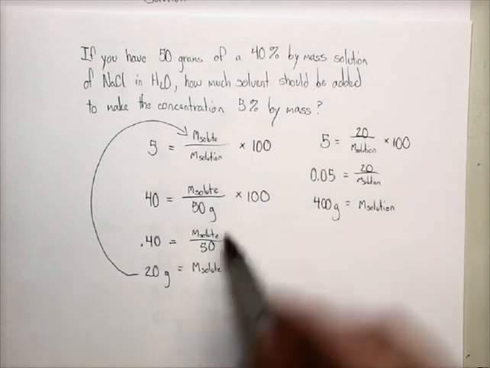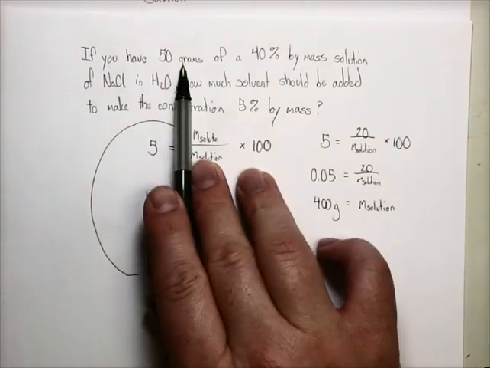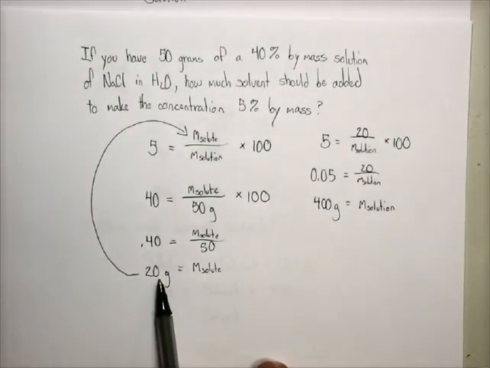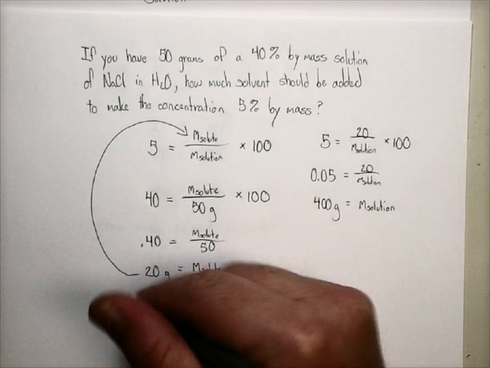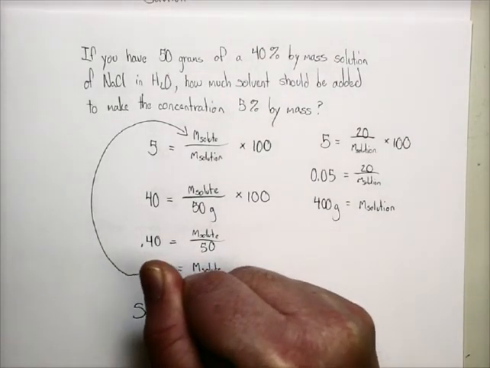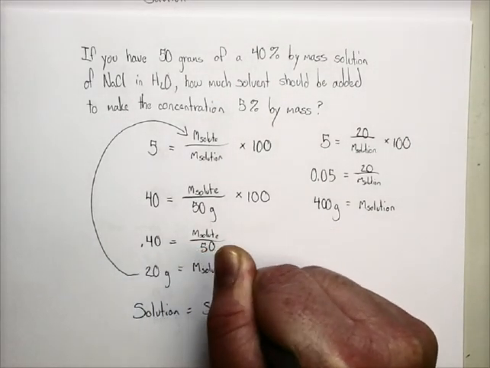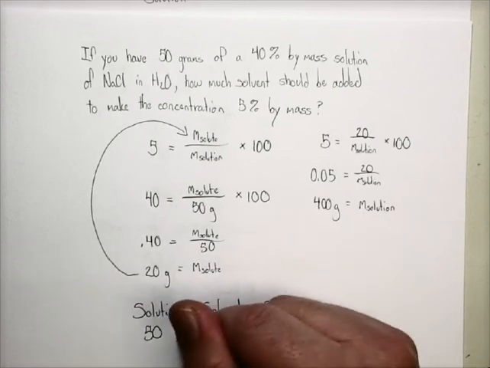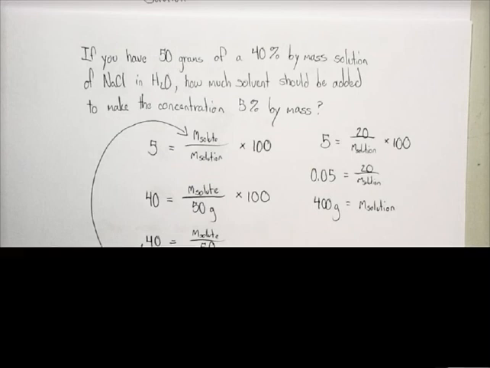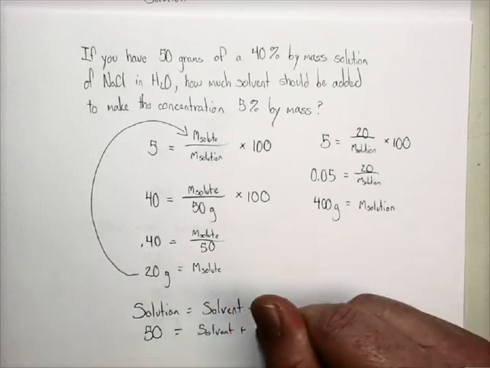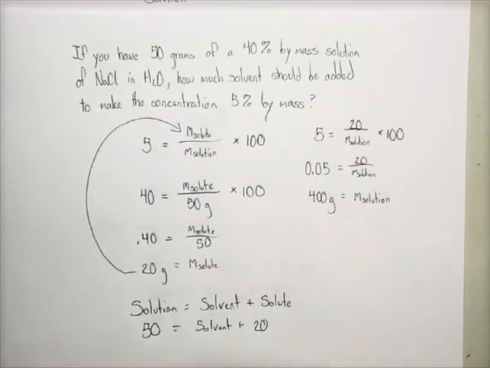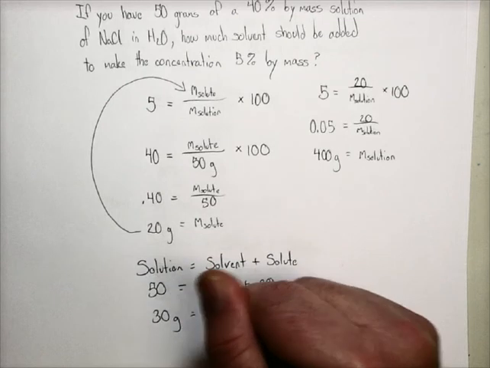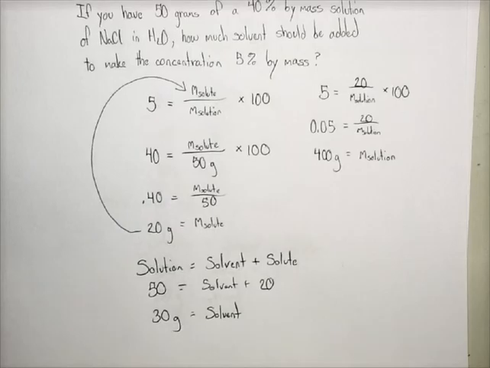So we go back to this situation right here. We know that in 50 grams of our original solution, there were 20 grams of solute. Well, if there were 20 grams of solute, we can use the other equation, that the amount of solution is the amount of solvent plus solute. And if there were 50 grams of solution, and we don't know how many grams of solvent, but there were 20 grams of solute, you can probably see that we started with, you guessed it, 30 grams of solvent.